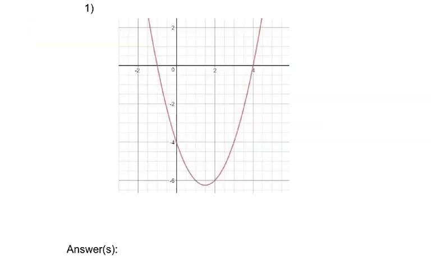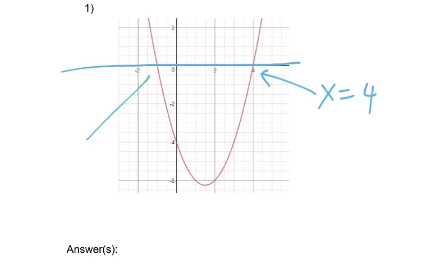So number one, remember all that we care about is where the curve hits the x-axis, which I just highlighted in blue. Now you might notice it hits it in two places, right? Where? Well, at x equals 4, and also over here at x equals -1. Okay, so those are the two places where it hits the x-axis. So our answers are x equals -1, x equals 4.